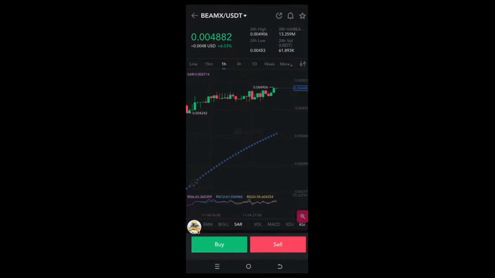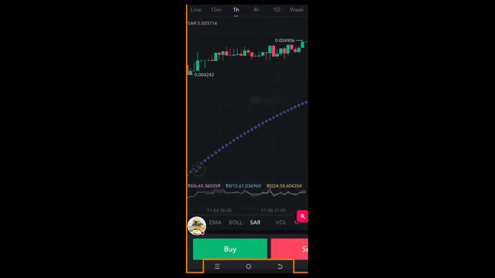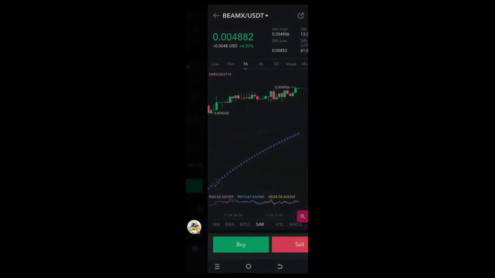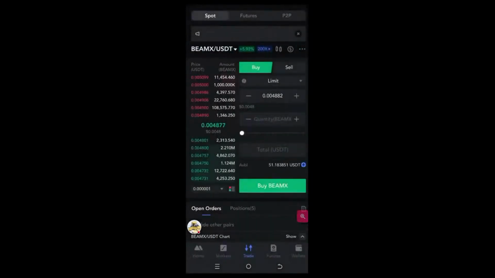It's still on the upward trend. As you can see, the parabolic SAR is still pushing up. People are still buying, and the price is going high, because as people are buying more and more and not selling as much, the price will keep on going high. And that's what's going on in BeamX. Awesome. Nice one.